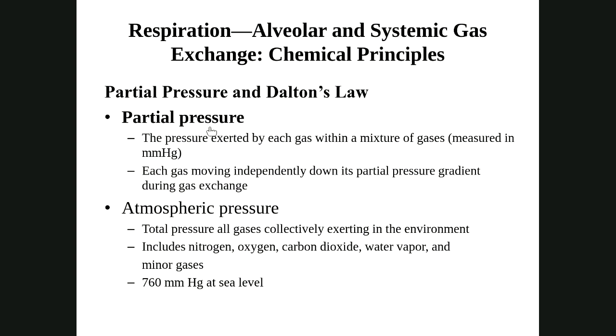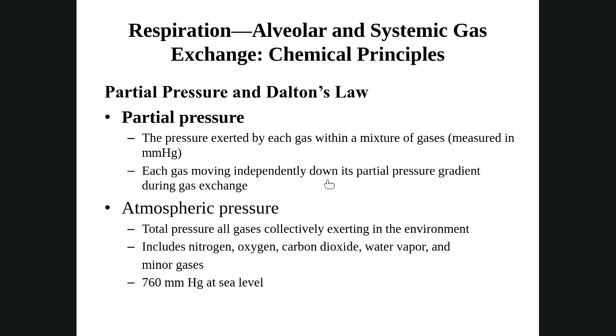So we can take the percentage that a gas makes up in the whole atmosphere and multiply it by the total 760 atmospheric pressure. That gives us a number to represent that gas's own pressure, and we call that the partial pressure. Now, if we add up all those partial pressures, we should get 760 again, right? So the partial pressure is the pressure exerted by each gas within a mixture, based on its percentage in that mixture. And this allows each gas to move independently down its own pressure gradient.